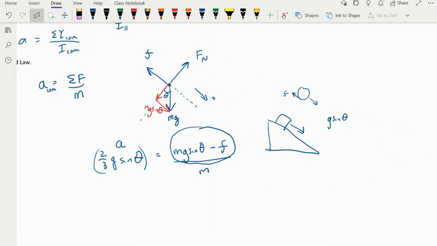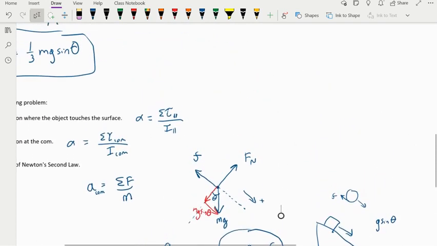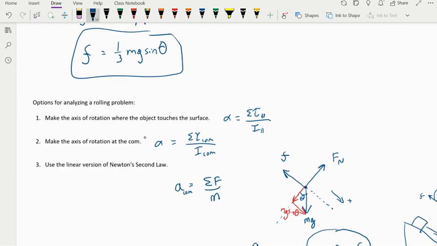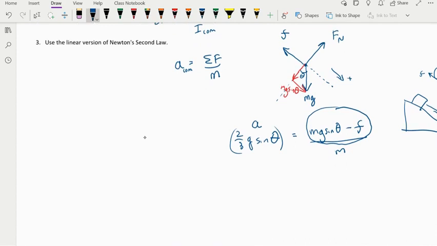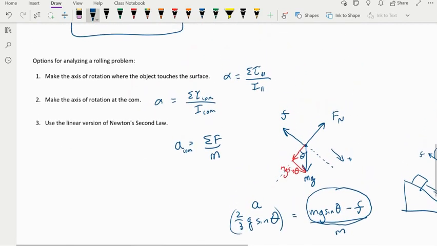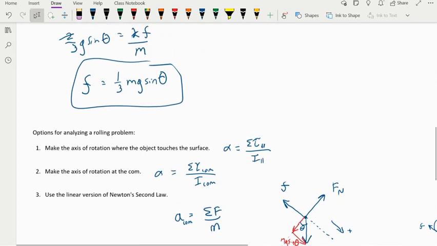And in this case, where did we calculate that friction? Oh, there it is up there. We calculated that friction as 1/3 mg sine theta. So the net force is mg sine theta minus 1/3 mg sine theta, which is 2/3 mg sine theta. And that corresponds with this acceleration that we got here. Okay, so hopefully that helps you to understand the options that you have for analyzing an object that is rolling down an incline.